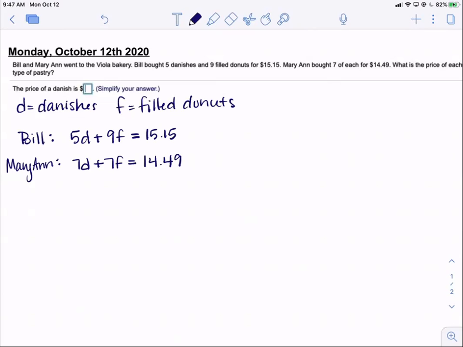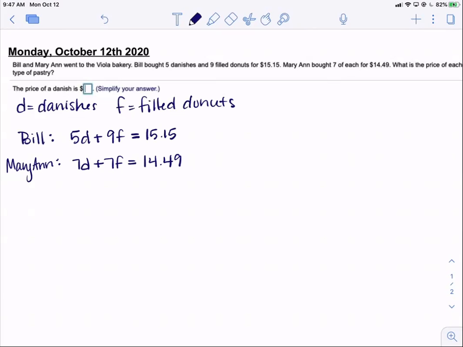Do we want to graph it? No. Okay, we don't want to graph. Do we want to use substitution? Do we already have one of the variables by itself or with a coefficient of 1? No. Okay, so the easiest thing is going to actually be to use elimination. So do we want to get rid of D or F?